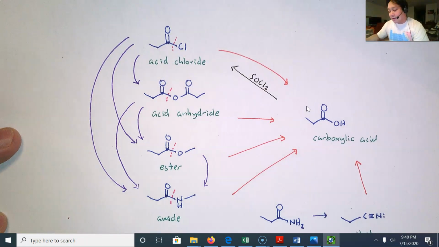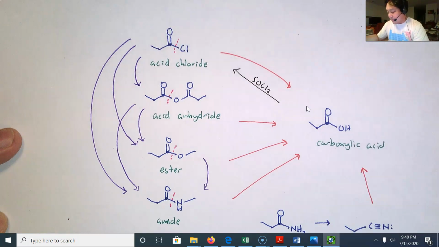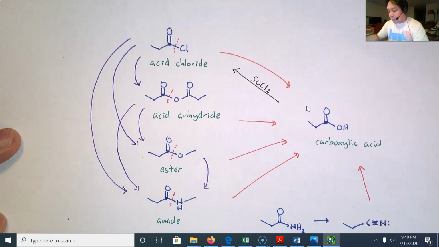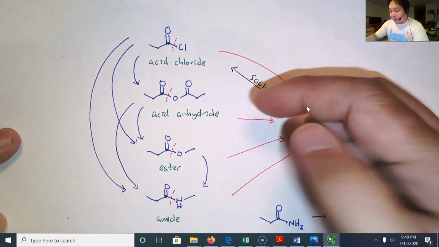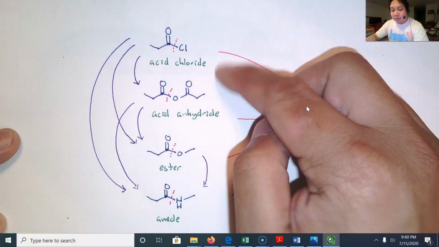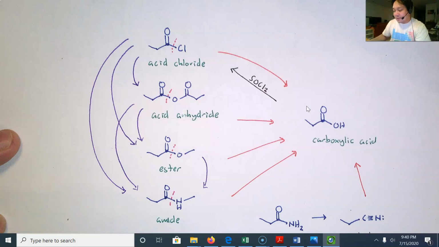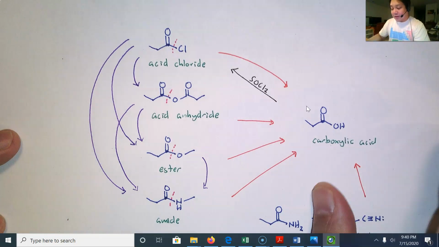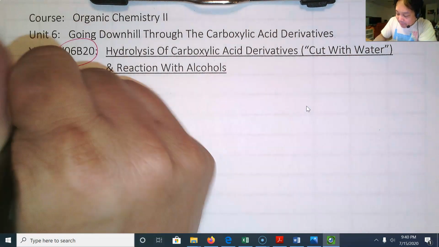Not only do you want to remind yourself of your ski slope, but you do want to remind yourself of which derivatives are more reactive. And we're going to consider these first two more reactive than these bottom two. Esters and amides need help in their reaction, typically through acid catalysis. Okay, reaction A.